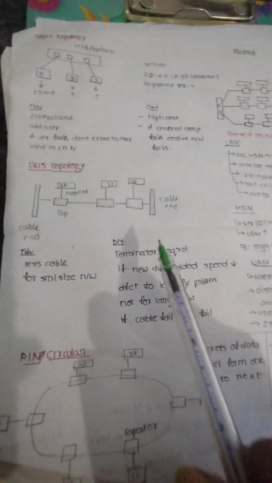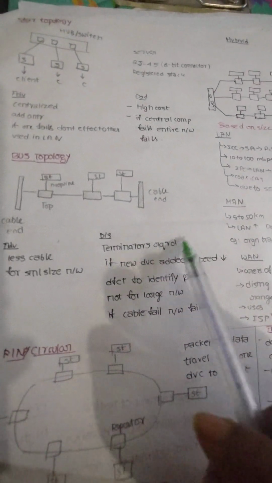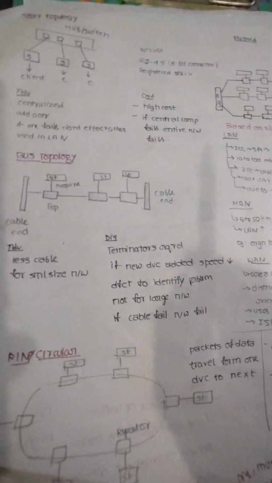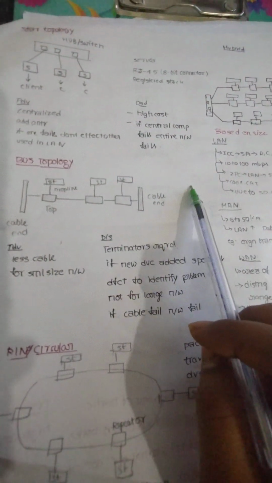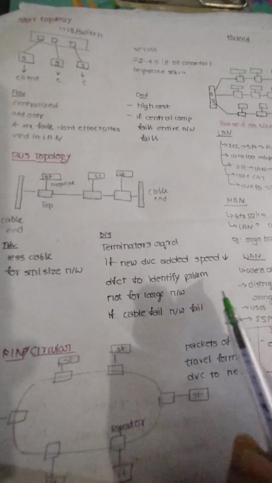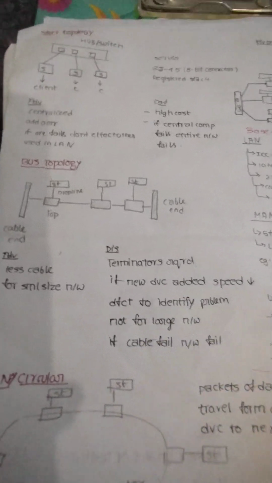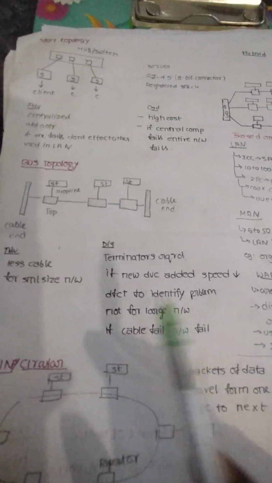For small size networks, it is more preferable. Now let's go to disadvantages. What are the disadvantages of bus topology? Terminators are required. Terminators are very important in this as it is a single linear network. If a device is added, speed will decrease. If we add any device here, then the cable length will increase, and due to the length increase, the speed will decrease. And it is difficult to identify problems. As it is in linear manner, we have to check one by one if some problem has occurred. It is not used for large networks. It is preferable for just small size networks.